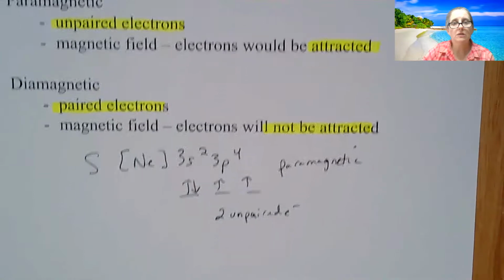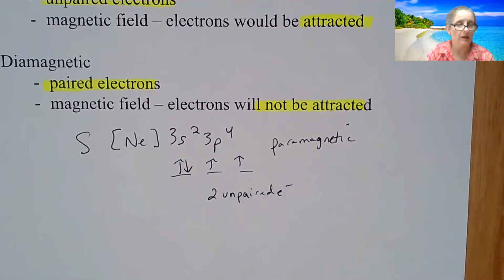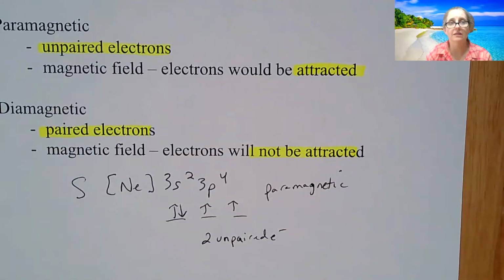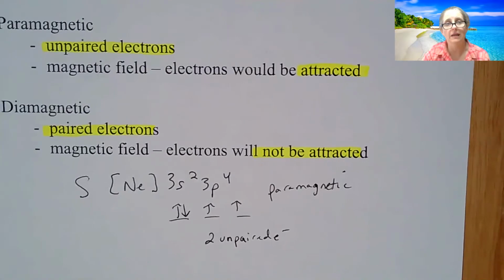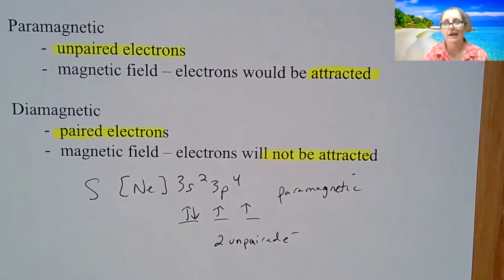So what I'm going to do with this is give you an electron configuration, and I'm going to ask you, is that substance paramagnetic or diamagnetic? And you understanding how the electrons are in that configuration should be able to answer that question.